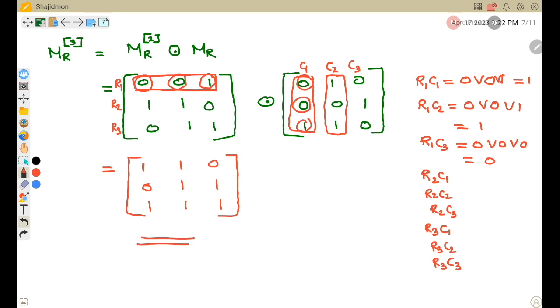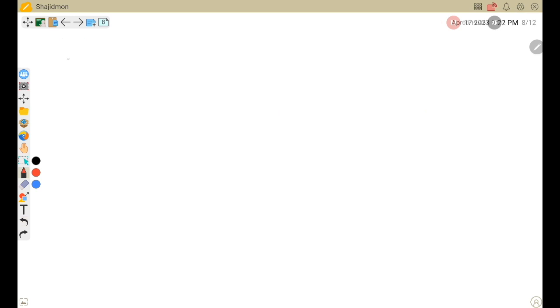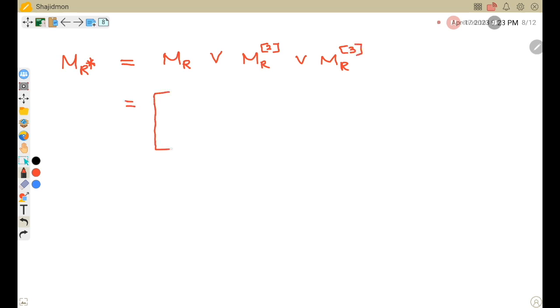Now we are writing matrix of the transitive closure. So MR star. R star means the transitive closure matrix. M means the matrix, R star means the transitive closure. So matrix of the transitive closure. What was the rule? MR or MR power 2 or MR power 3 here. Okay. So equal to, what was the MR matrix we got?